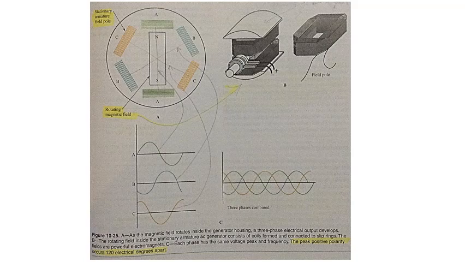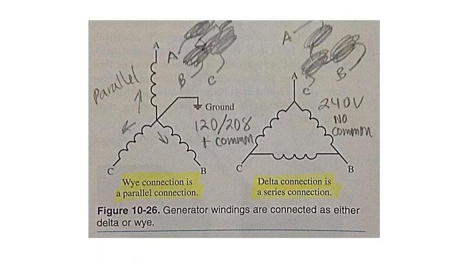The coils of the three-phase generator can be connected in series or parallel. When connected in series, it is called a delta connection. When connected in parallel, it is called a Y or star connection. The reasons for their names can be seen in figure 10-26.